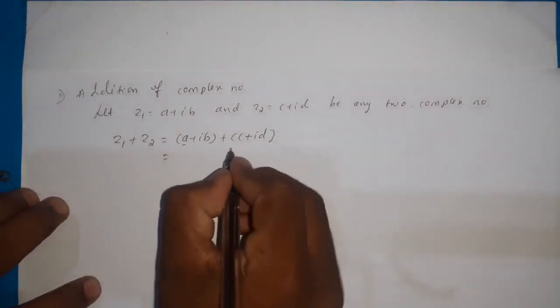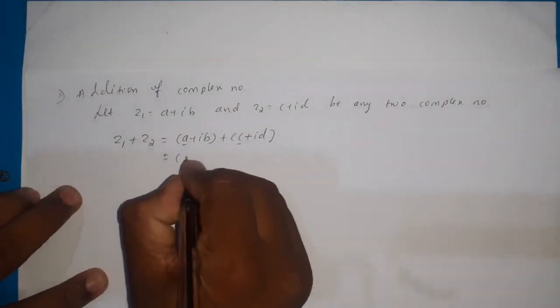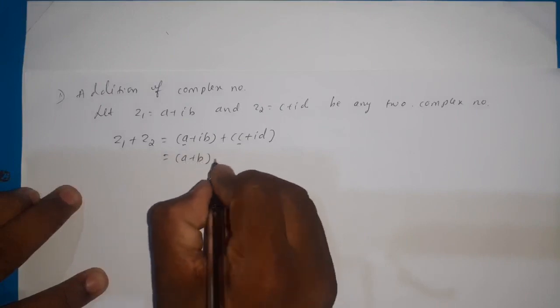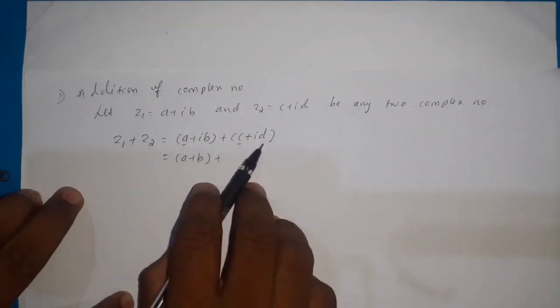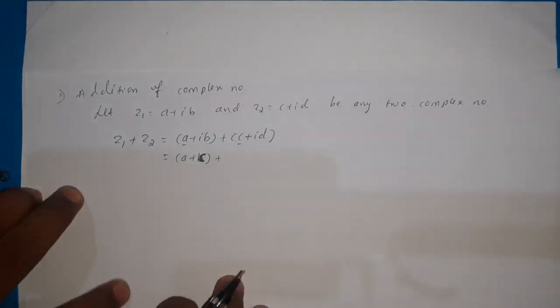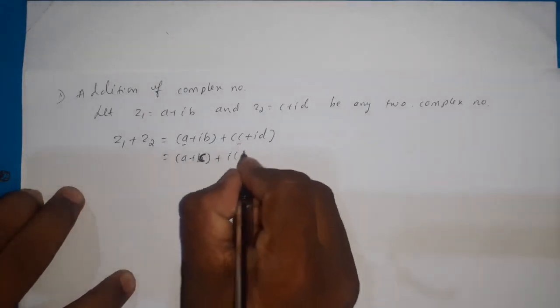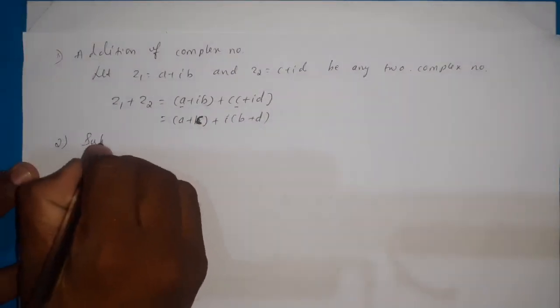Here a and c are the real parts of z1 and z2 respectively, and the imaginary parts of z1 and z2 are b and d. So it is a plus c, because a and c are the real parts, plus i into b plus d. It means that whenever we add two complex numbers, we need to add real and imaginary parts separately. Then the second one is subtraction of complex numbers.